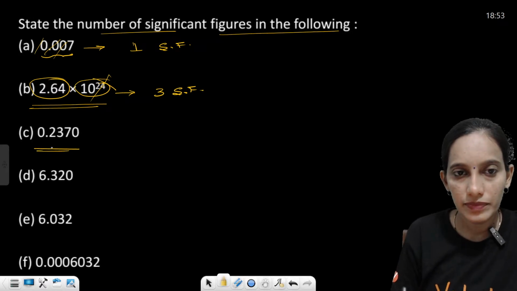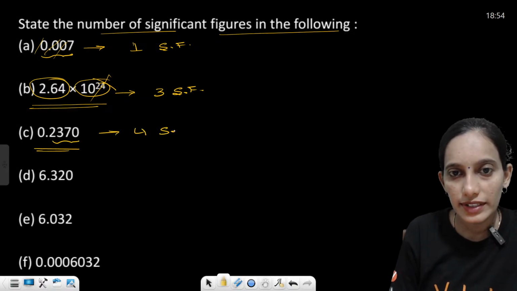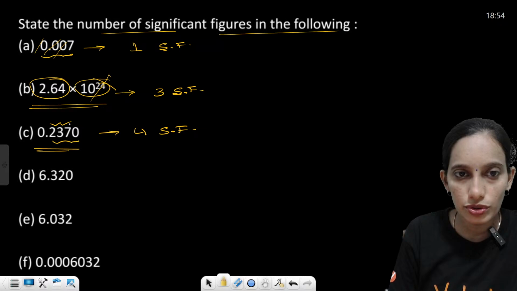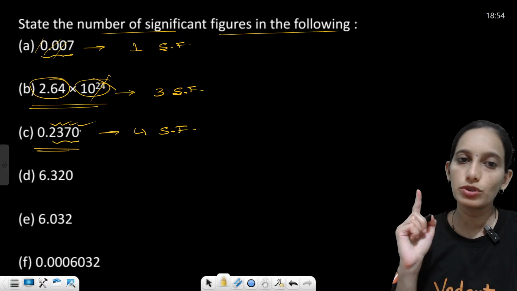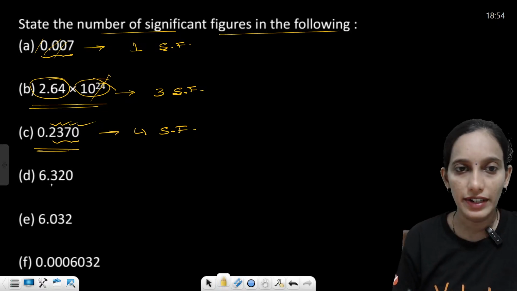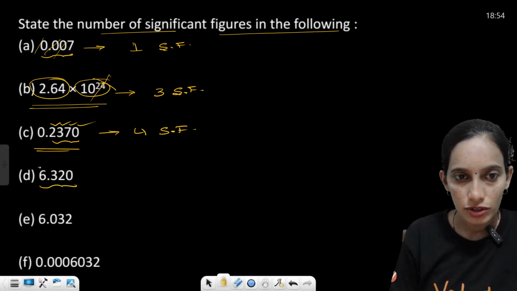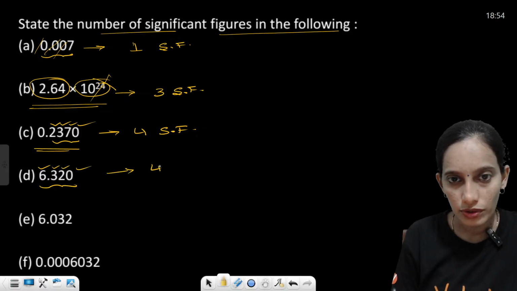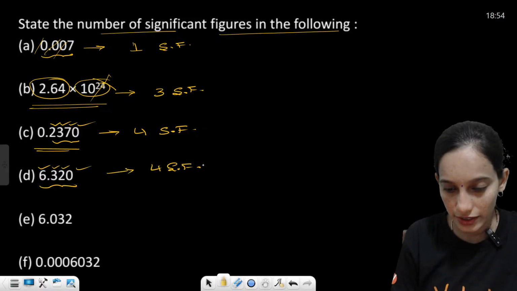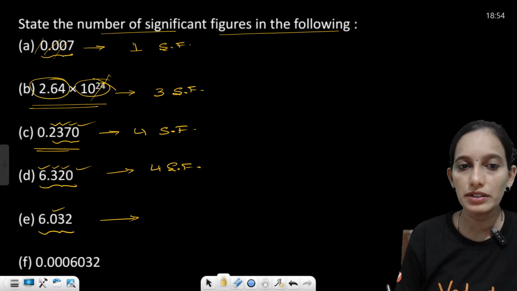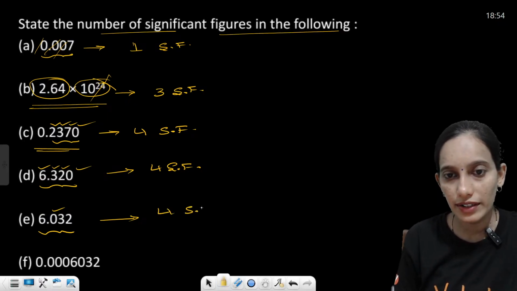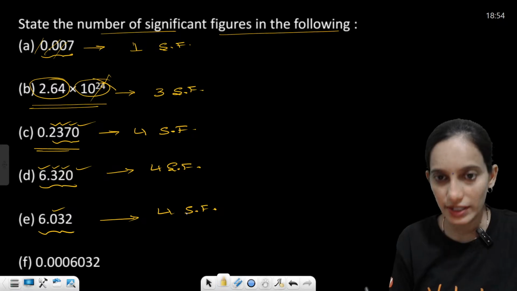Next one is 0.2370. These are 4 significant figures, because 2370 all are significant. The decimal point is there, so the ending 0 is significant. So 1, 2, 3, 4 significant figures. Then 6.032: this 0 is between 2 non-zero numbers, hence all are significant. So we have 4 significant figures.